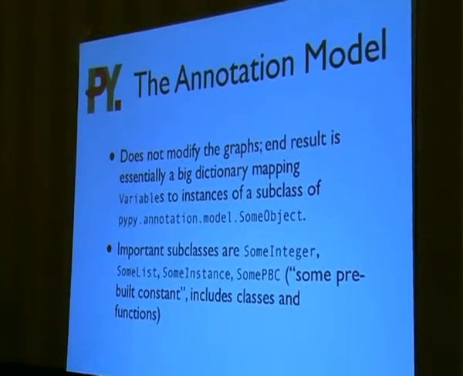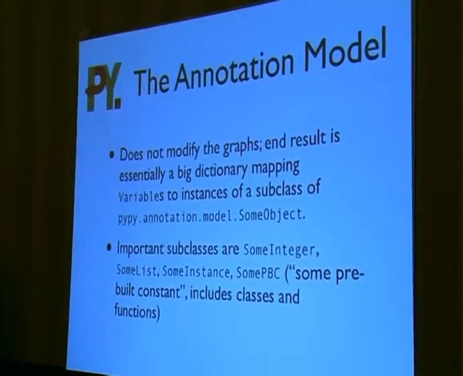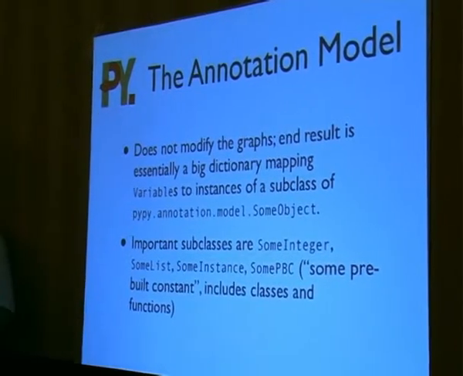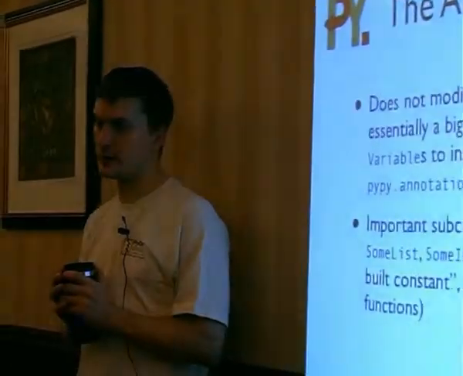So what does the annotator produce? It doesn't change anything; the annotator merely observes the graphs. The end result is essentially this enormous dictionary which maps instances of variable to a subclass of some object. So there are subclasses, such as SomeInteger, which is not quite as simple as it might be because it contains information like whether we can prove that the integer is non-negative and how big the integer is. SomeList maintains information about what the type of the elements of the list are.